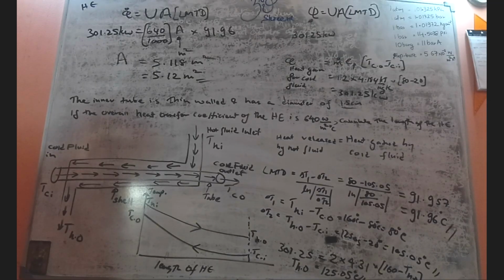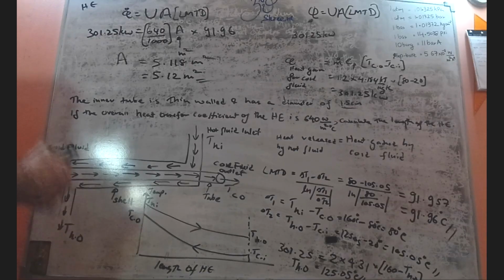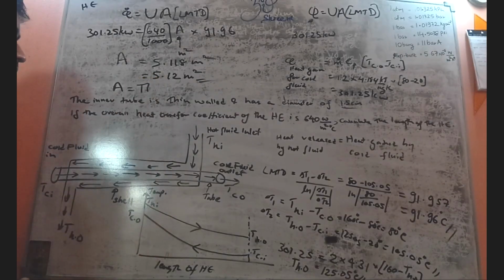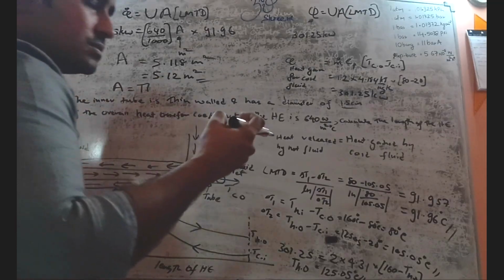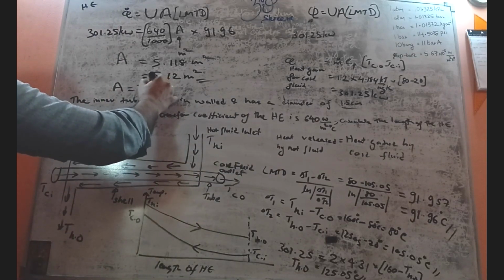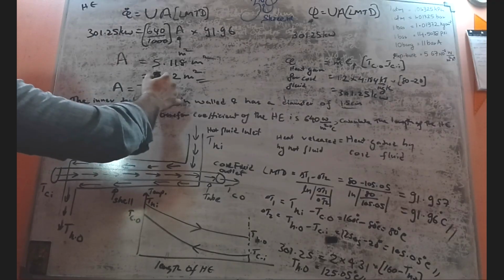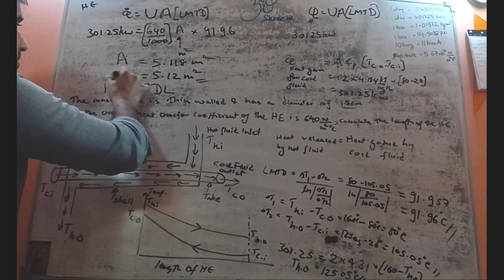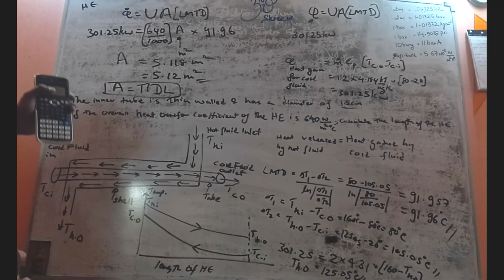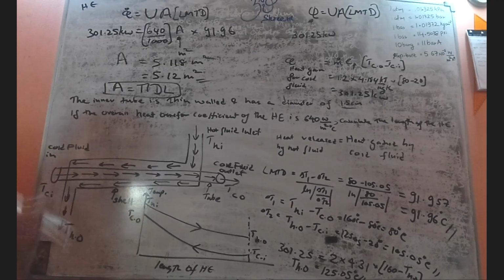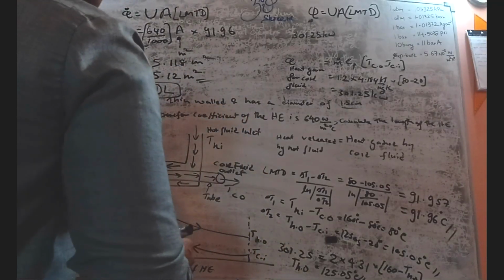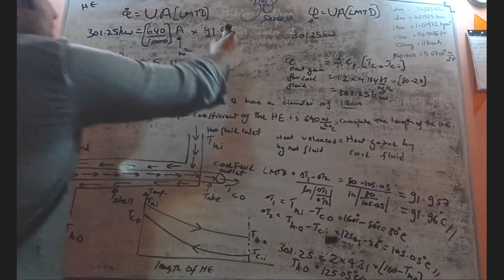For this area of the heat exchanger, there is another equation: pi times the diameter of the tube times the length, pi d l. This is the other equation that we need. If you don't know this equation, then you might not be able to finish the problem. Area equals pi times d times l. So what is this area? Let's write it here.